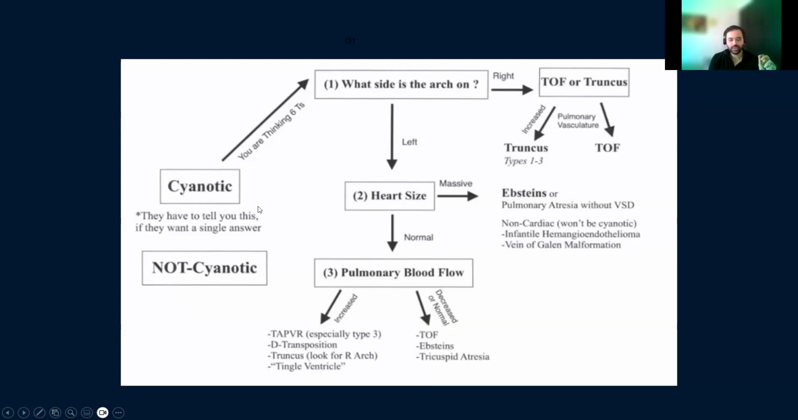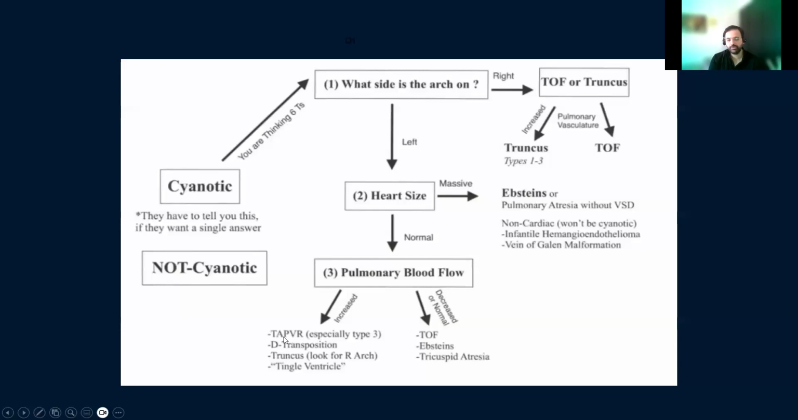The child is going to be cyanotic. So you can work yourself backwards like this and come to the answer. In the question stem, they might say that the child is cyanotic, the arch is on the left, heart size is normal, pulmonary vasculature is reduced. So what's the diagnosis? This is how this can help you to answer the questions, and you can do this for pretty much anything else if you know the underlying mechanism.